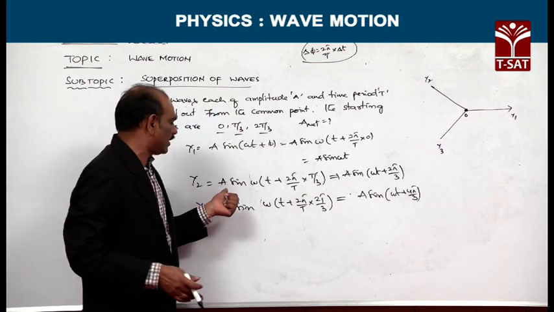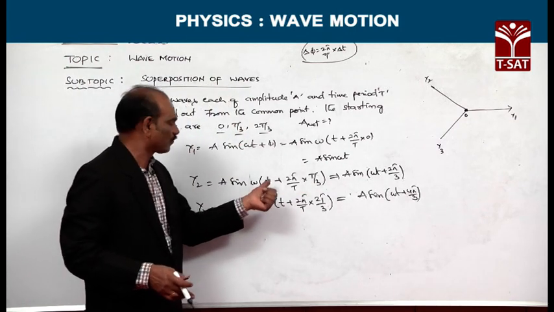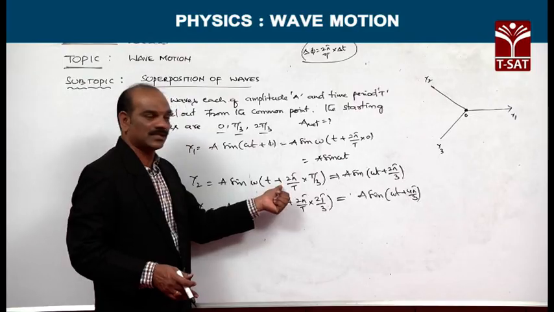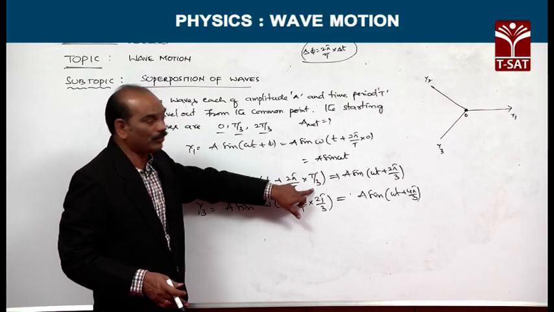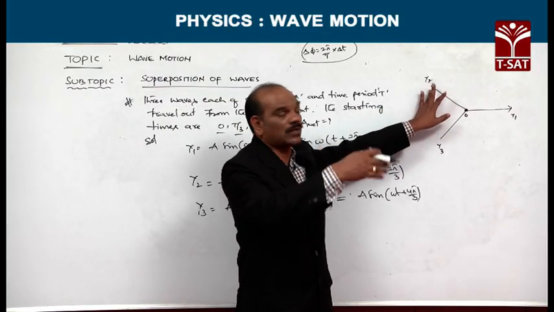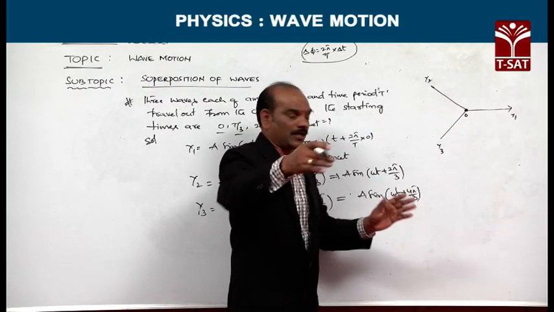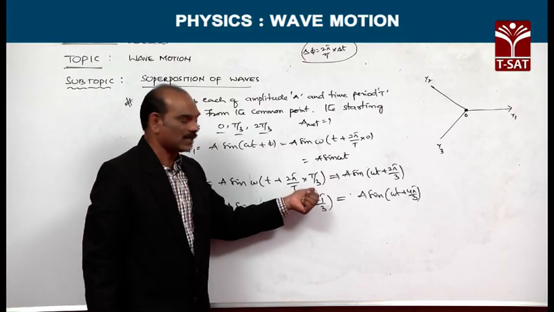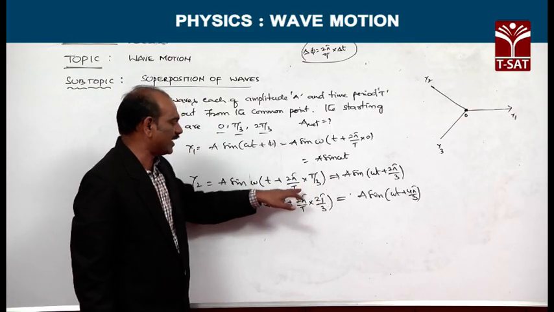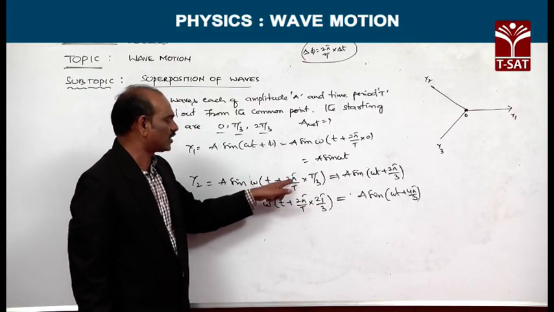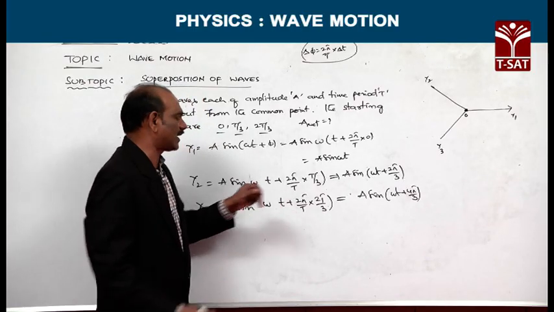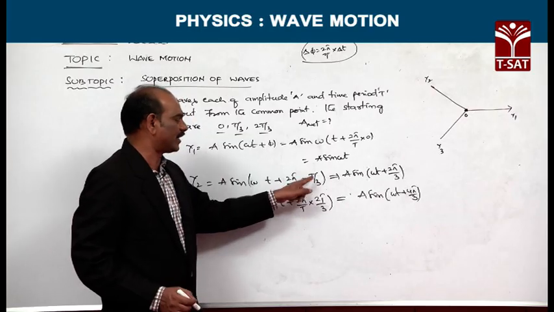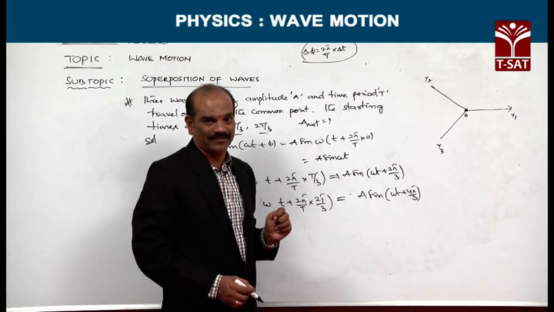So what to do here? A sin omega t plus 2 pi by capital T into T by 3, because the second wave is coming out of the same point after time T by 3. So in place of small t, substituting T by 3, here T gets cancelled, omega t plus 2 pi by 3, that is the second wave.